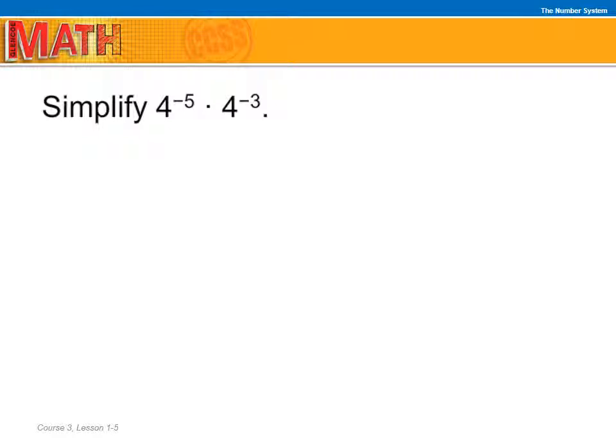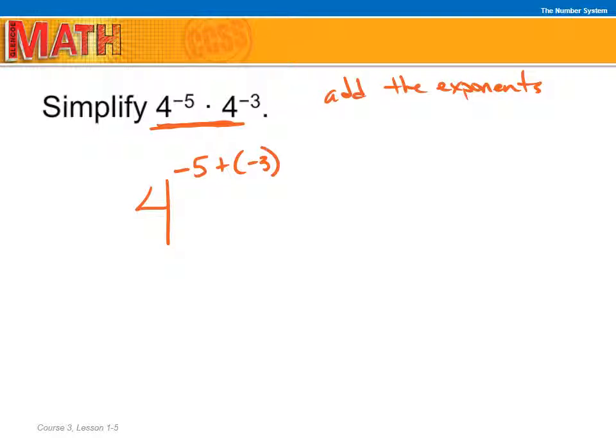In this example, we're being asked to simplify 4 to the negative 5th power times 4 to the negative 3rd power. I notice we're multiplying the same bases, and when we multiply the same bases, we add the exponents. So let's take our base of 4, and we're going to take negative 5 plus negative 3. Remember your laws of adding negative numbers: you add them together. Negative 5 plus negative 3 becomes negative 8.